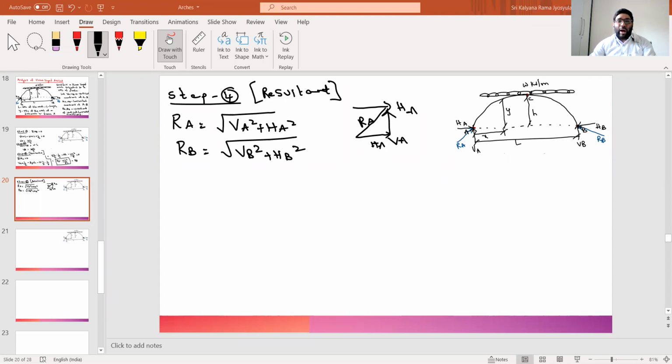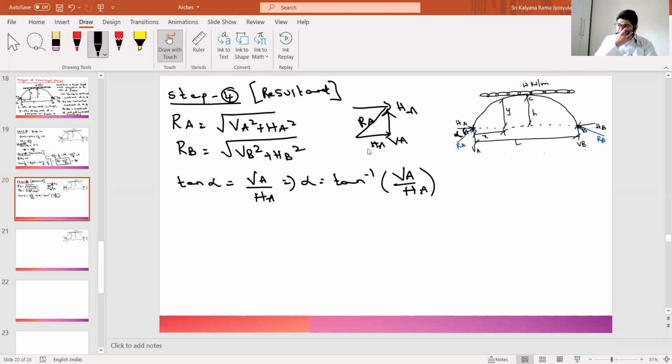Then if you wanted to know the angle alpha, which is making an angle with the horizontal, see at this point, this is alpha. So tan alpha is equal to, how much do we get? VA by HA, which implies alpha is equal to tan inverse of VA by HA. You can see that tan alpha is equal to opposite side by adjacent side. So that is the next one.